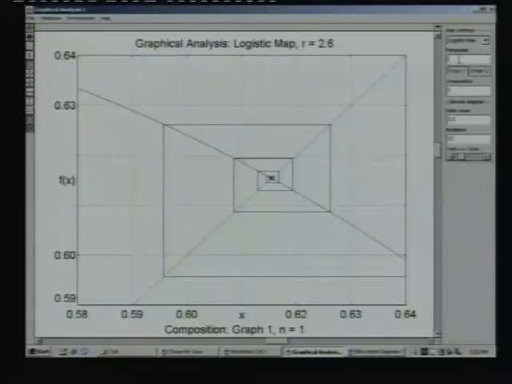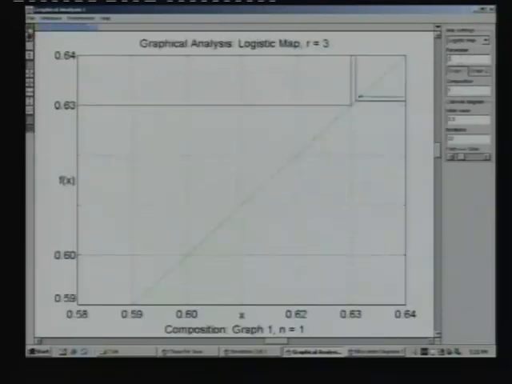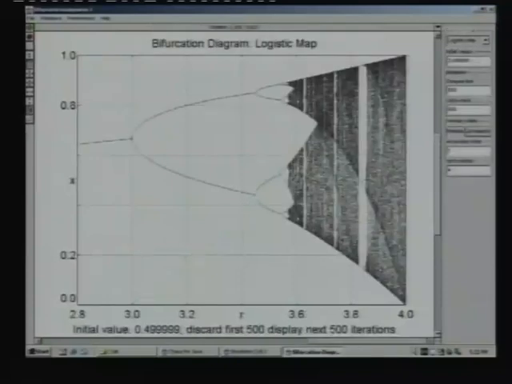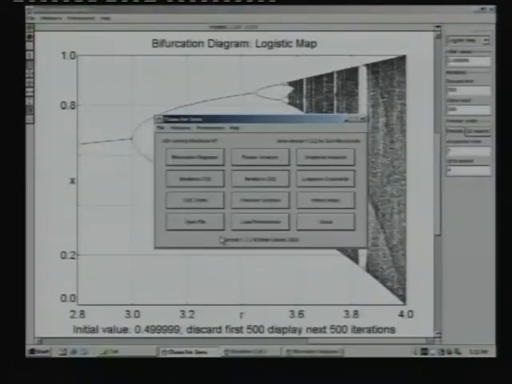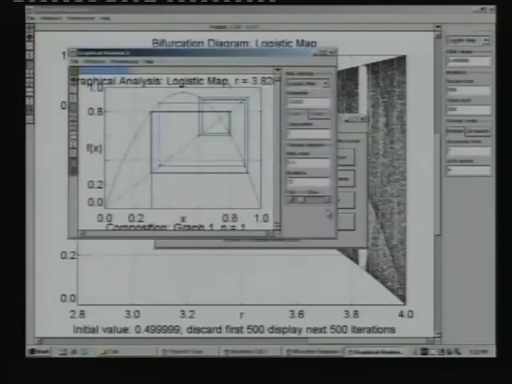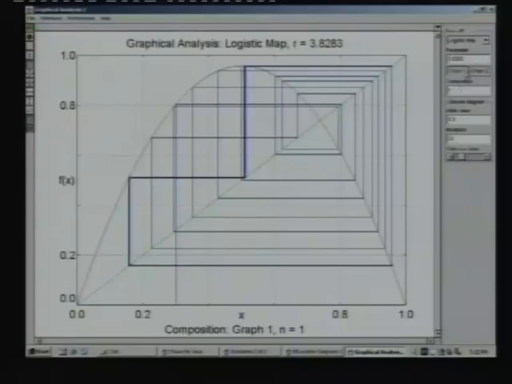Now let us increase to 3, and let us do the calculation. Oops, it's easier for me to just restart it all over again. Okay. So where were we? We were at 3.